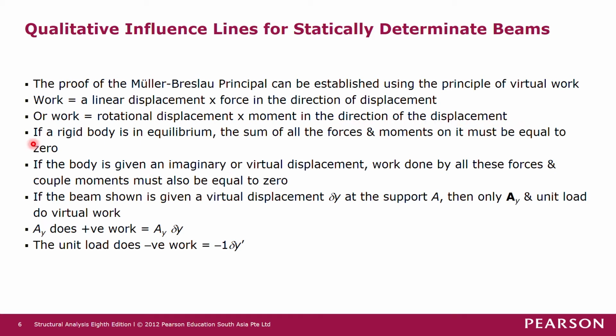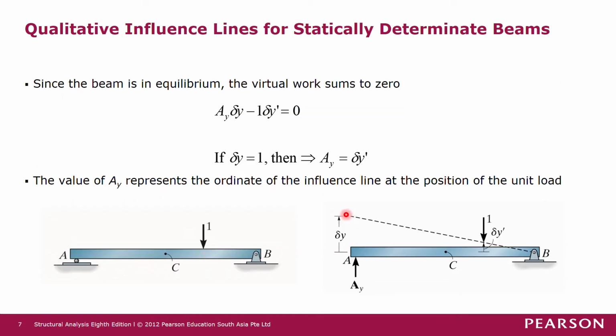If a rigid body is in equilibrium, the sum of all the forces and moments on it must be equal to 0. If the body is given an imaginary or virtual displacement, the work done by all these forces and couple moments must also be equal to 0. If the beam shown is given a virtual displacement delta y at the support A, then only AY and the unit load do virtual work. So that is what we have explained there.